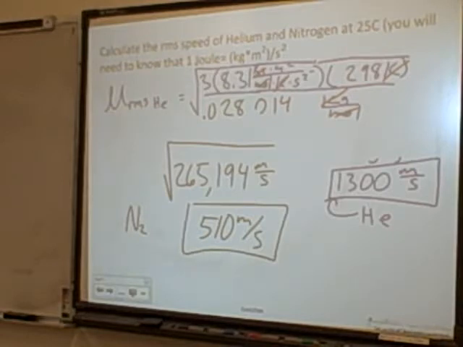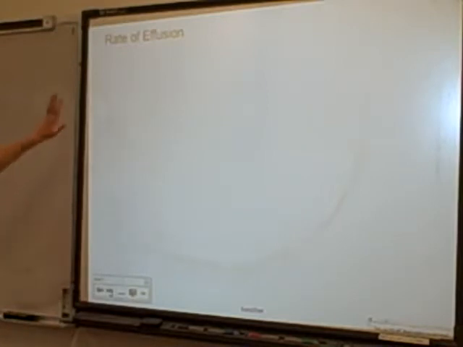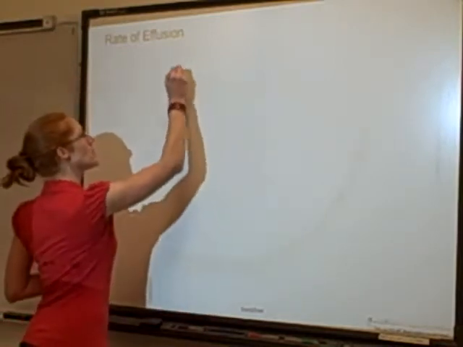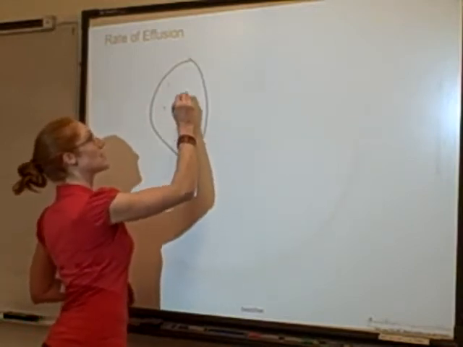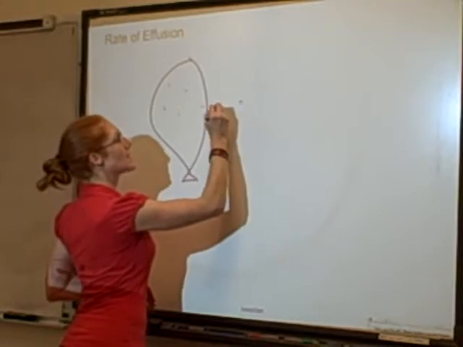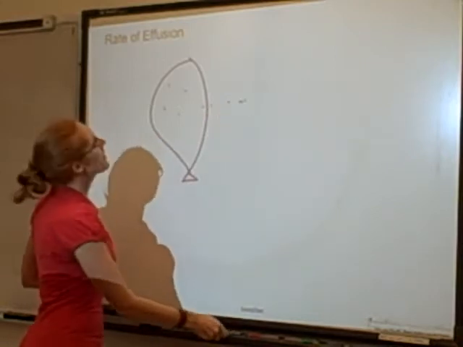Yeah, we have time to actually fit in effusion too, so I'm going to make a separate video. Rate of effusion. Effusion is a gas escaping through a small hole. Like, if you have a balloon, there's a gas in here. Rate of effusion is how fast the gas escapes through this small hole.